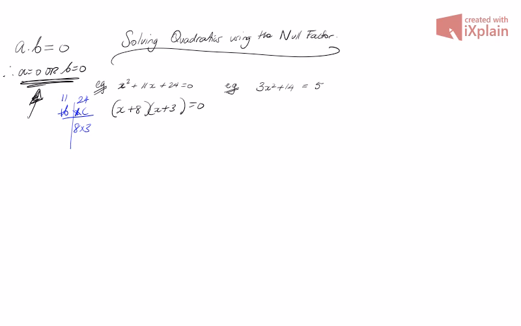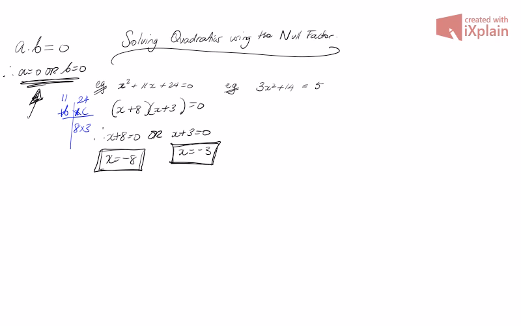Now we have two brackets multiplying together, so that must mean one of those brackets must equal 0. So just write that down, and then all we have to do to find the two solutions is rearrange to get x on its own. So one of those solutions is x equals negative 8, and the other solution is x equals negative 3. And there's that equation solved. There are two solutions for this quadratic equation.